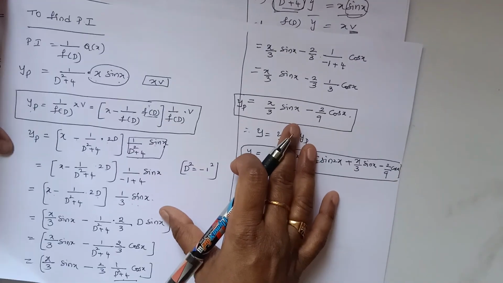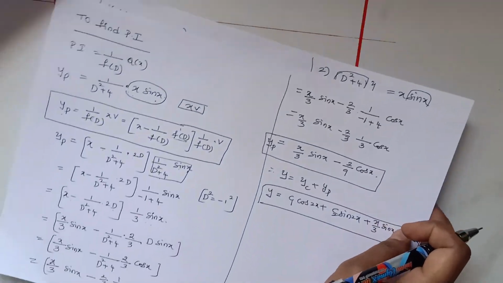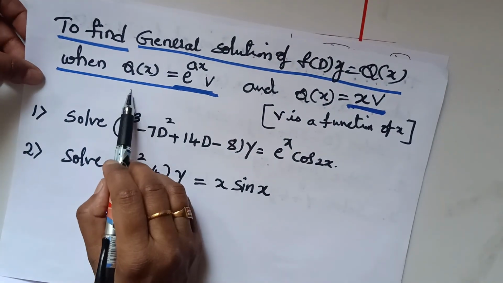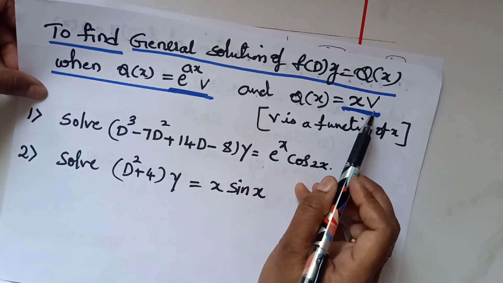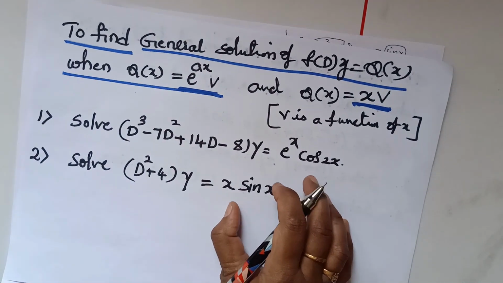In today's class we discussed how to find the general solution of f of d into y is equal to q of x when q of x is e power ax into v and when q of x is xv. We have solved these two problems. This is about today's session.